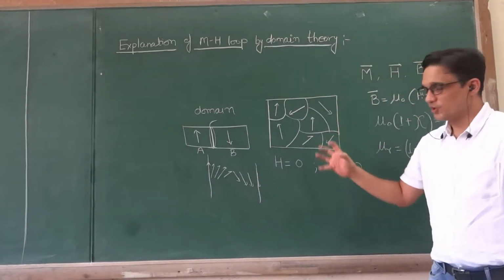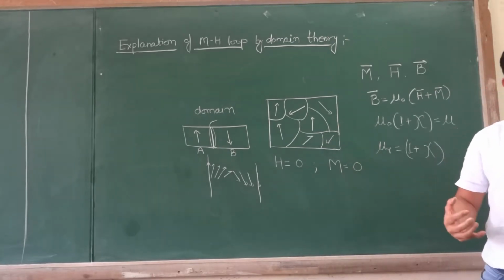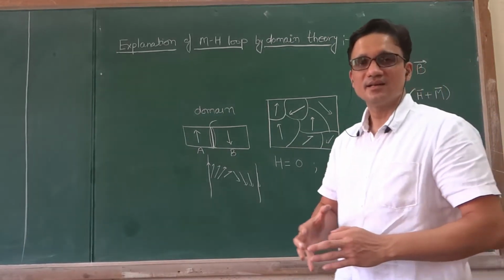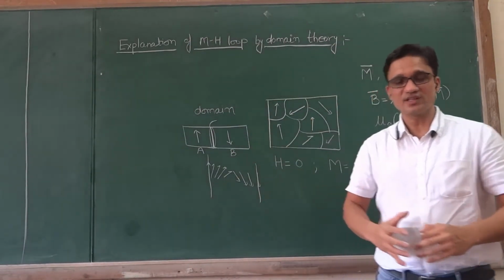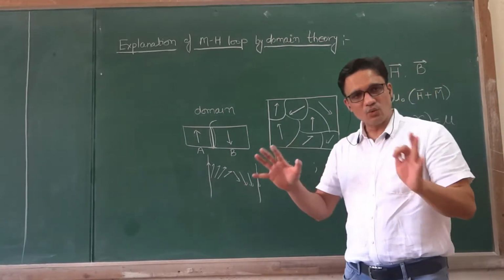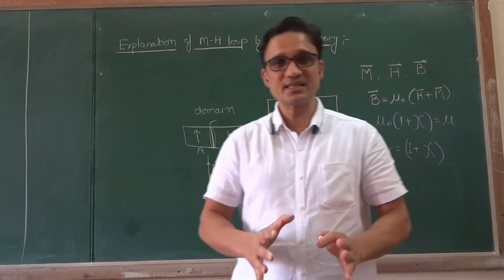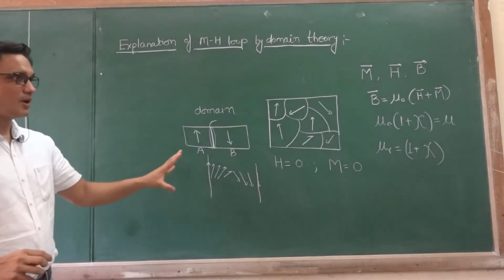When you prepare any magnetic material, these domains are created inside to minimize the magnetic anisotropy energy. You will study this portion in solid state physics in the 5th semester, and here we will take an overview of the MH loop on the basis of domain theory. So first I have simply explained the domains.